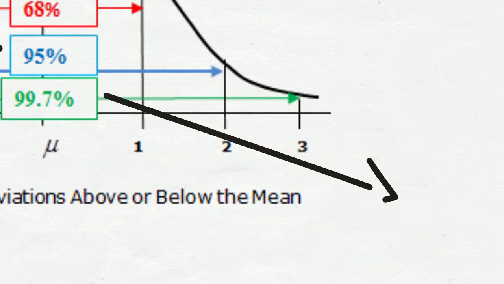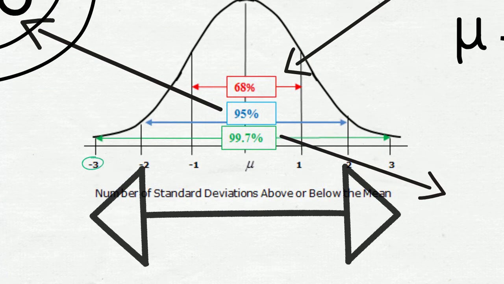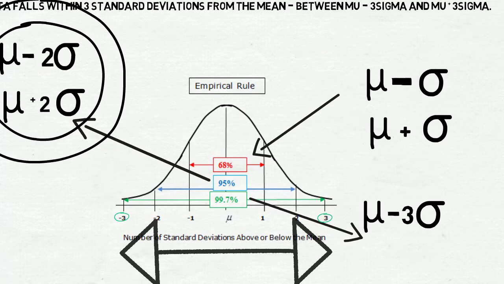Similarly, 99.7% of the data falls within 3 standard deviations from the mean, between mu minus 3 standard deviations and mu plus 3 standard deviations.